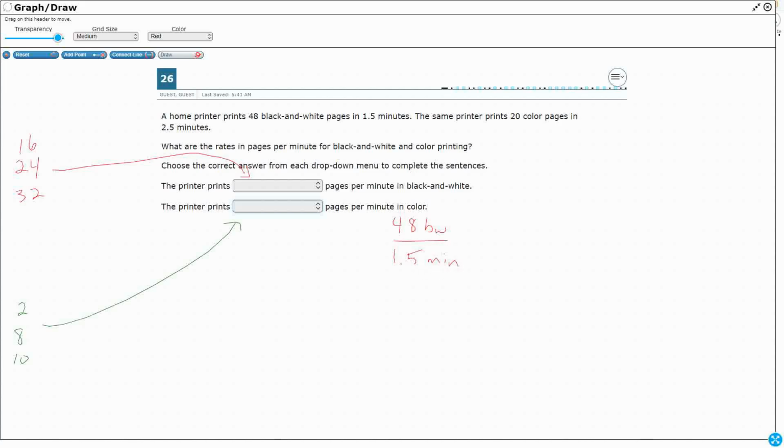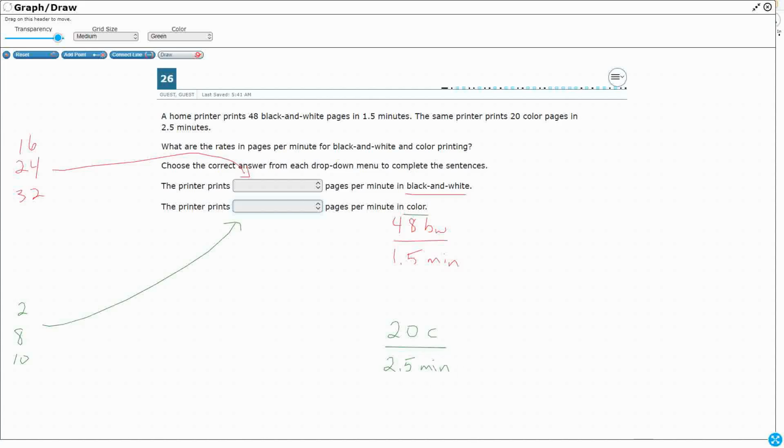All right. The same printer prints 20 color pages. That's a different ratio, so let me put that down here. And I use these colors because this red is going to go with the black and white, which I've got in the top. The green is going to go with the color. So let's do the green and the color. For 20 color, I'll put 20C over 2.5 MIN for minutes.